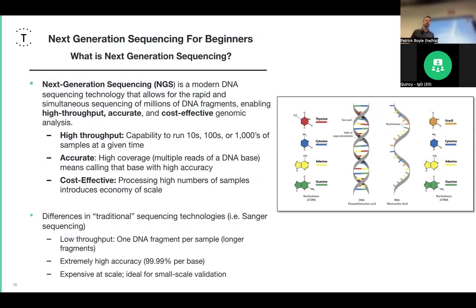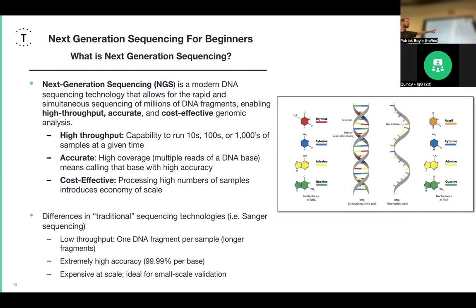So what is NGS? We keep talking about NGS. It's the current modern sequencing technology for rapid and simultaneous sequencing of millions to billions of DNA fragments, enabling high throughput, accurate, cost-effective genomic analysis. So you do get a base by base analysis of your genome or your RNA. When you look at whether someone has a mutation at position 1,500,000, you can actually see that single base resolution of a variant, right? It's high throughput. You can do thousands of samples at once.